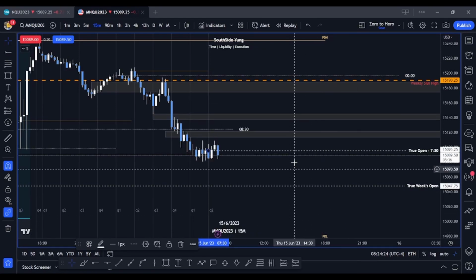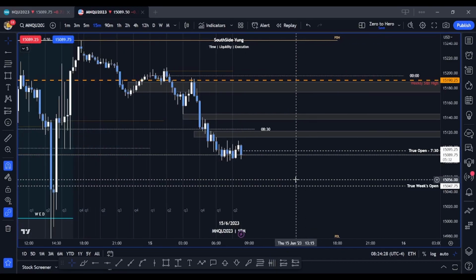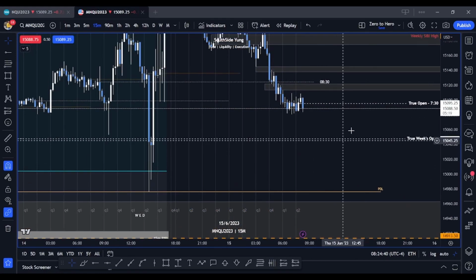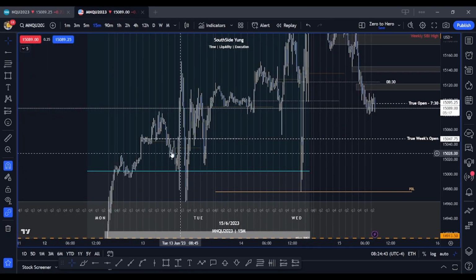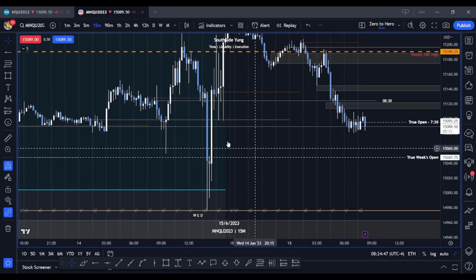7:30 true open, the concept I use a lot. Judas swings for me can't be real Judas swings unless they go above or below the true open in the AM, which is 7:30, or the PM true open, which is 1:30. And if I want to catch the weekly expansion, it's gonna be the true open here, which is Tuesday at midnight Eastern Standard Time, of course, right?